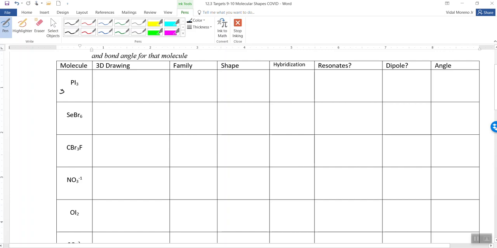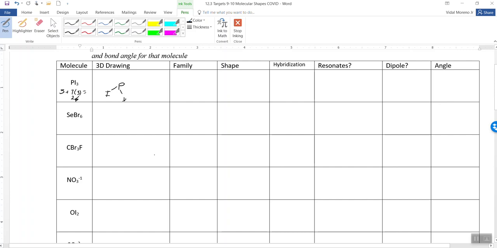Phosphorus is in the fifth column. Iodine is in the seventh column. So that's 26 electrons we have to work with. P is in the middle. Looks like we're going to have four things around it.